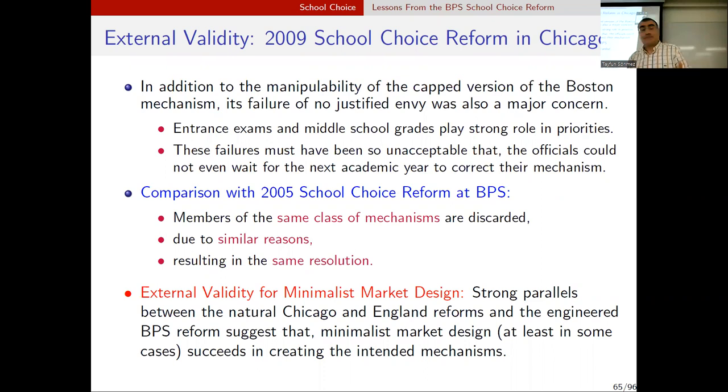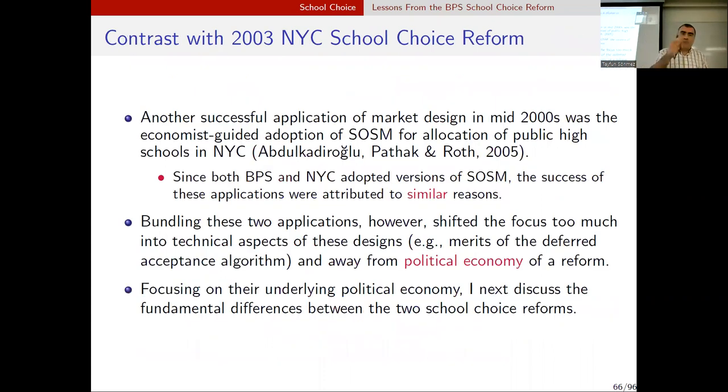Right. Okay. I will make one last contrast. I'll contrast this with the 2003 New York City school choice reform. Now, another successful application of market design in the mid-2000s was the economist-guided adoption of the student optimal stable mechanism for allocation of public high schools in New York City. And since both Boston Public Schools and New York City adopted versions of the student optimal stable mechanism, the success of these applications were attributed to similar reasons.